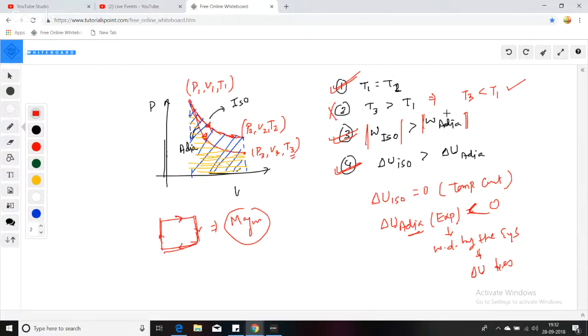Is it clear? Third option, is it clear? Yeah, so with magnitude, the correct answer will be 1, 3, and 4. But if you remove magnitude, the correct answer will be 1 and 4. Okay. So like this, you can compare and you can do this.